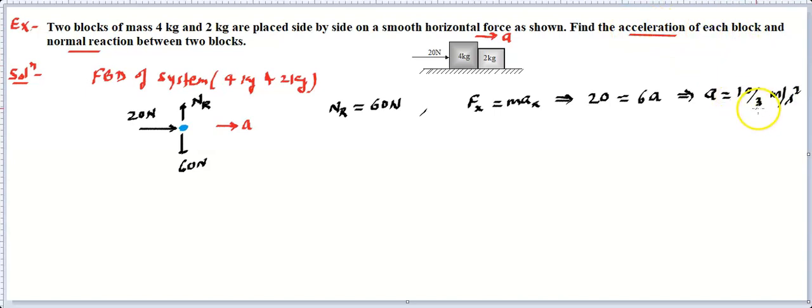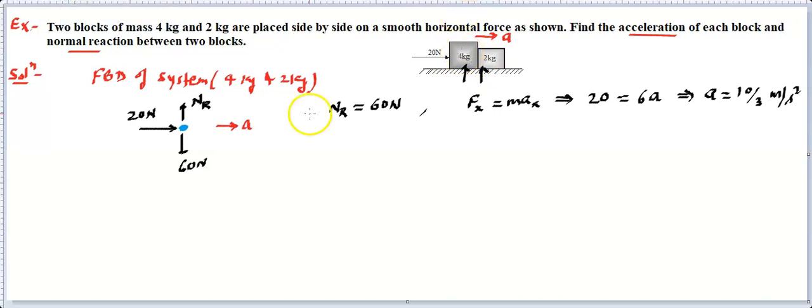This acceleration is of each block because both blocks are moving together, in contact. And this is the normal reaction, but it is not the same normal reaction that has been asked. They are asking for the normal reaction between the blocks, and this is the normal reaction offered by the ground to both blocks combined. For that purpose, since we are supposed to find the normal reaction between the two, we need to look at either of the two separately, then only can we find that normal reaction.